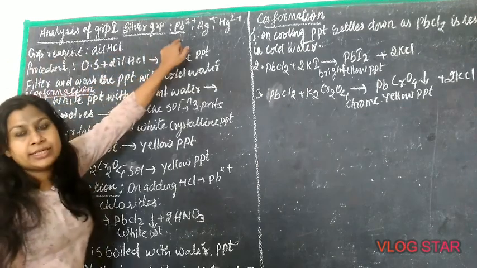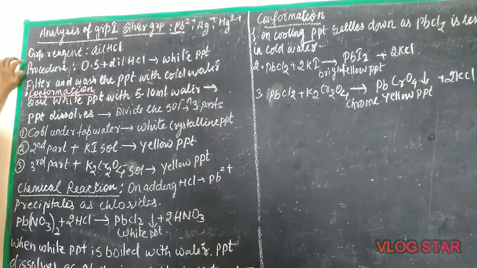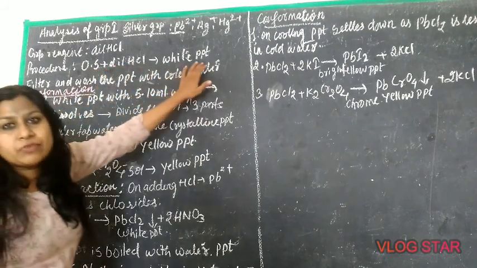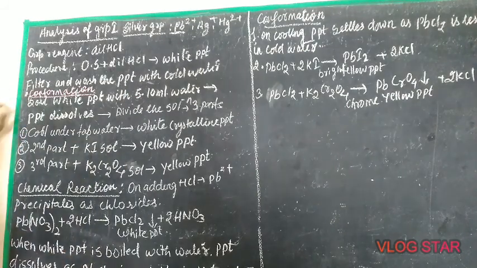Children, we are going to only test for lead. These two are not in our course. The group reagent is dilute HCl. The procedure involved is to the original solution add dilute HCl. If it gives white PPT, that means the first group may be present.